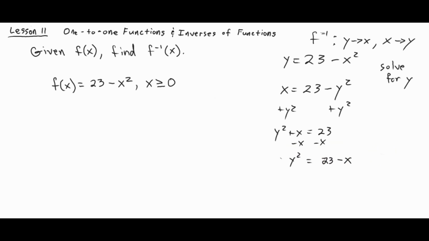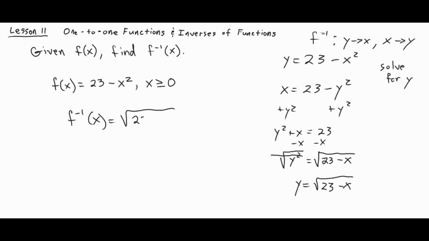And so I'm going to take the square root of y squared, and then take the square root of the other side. Here, the square and the square root are going to cancel, and all I have left is y, and I get the square root of 23 minus x. And so we will say that f inverse of x is equal to the square root of 23 minus x. Now let's look at this graphically.